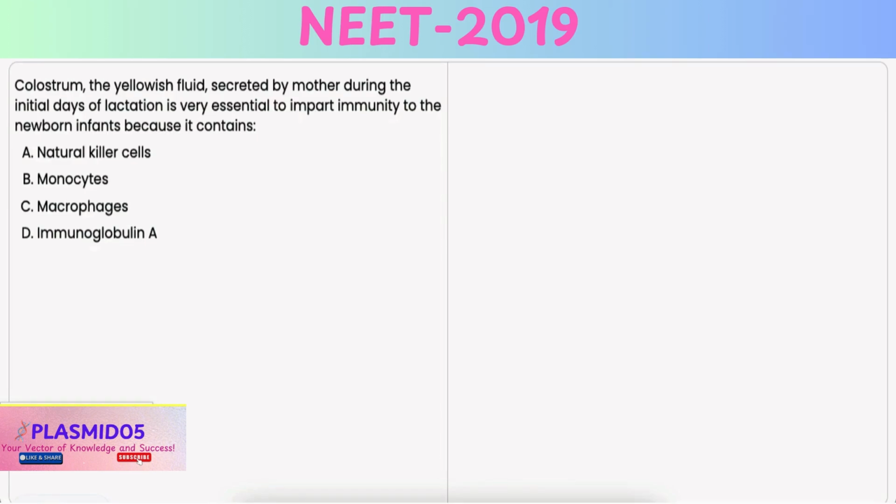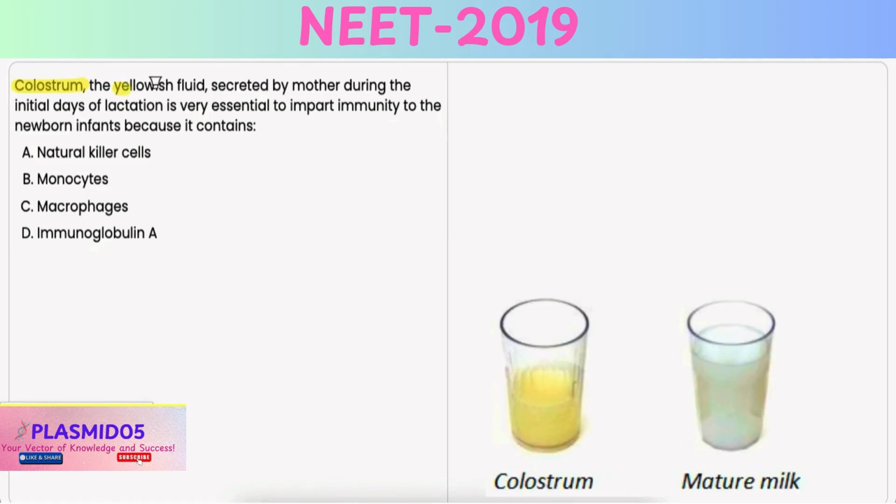In this question, you have to point out why colostrum, the yellowish fluid secreted by the mother during the initial days of lactation, is very essential to impart immunity to the newborn infants. Option A, natural killer cells. Now, while natural killer cells, that is the NK cells, are part of the immune system, they are not present in the colostrum. Hence, it is incorrect.